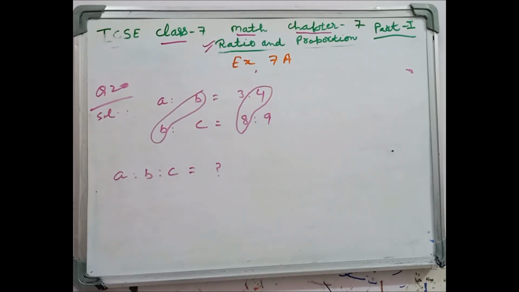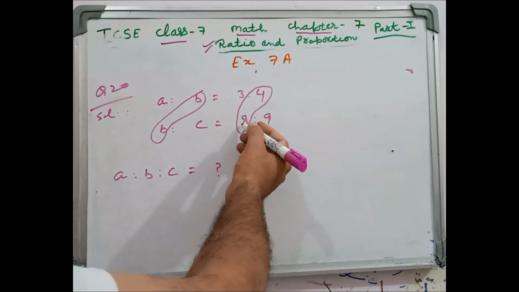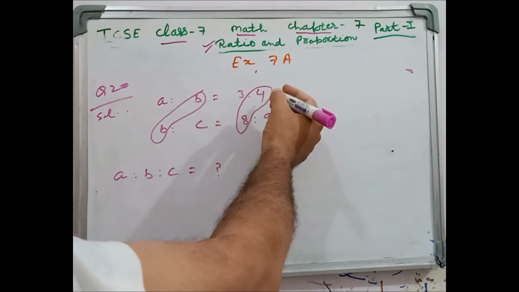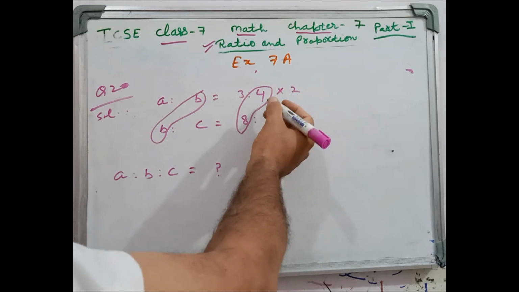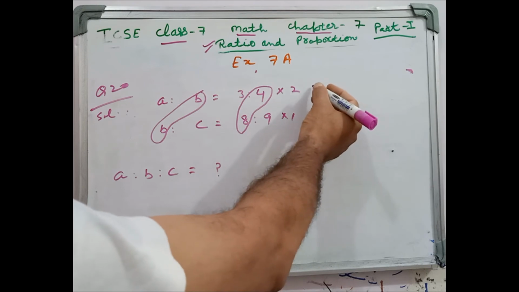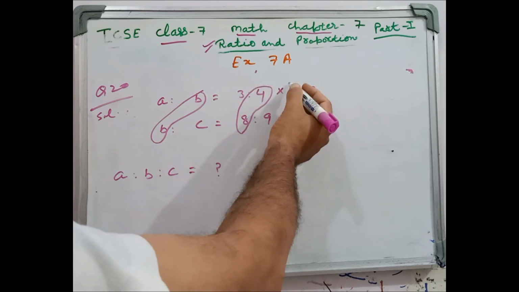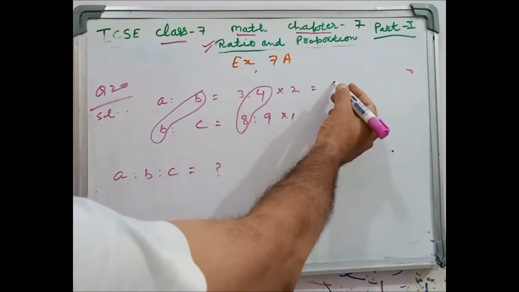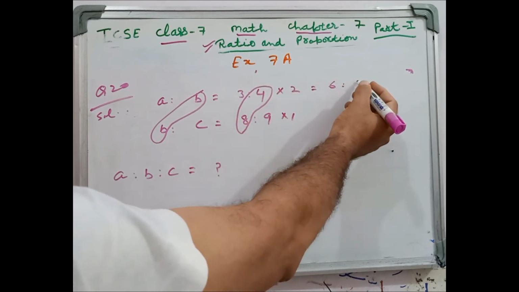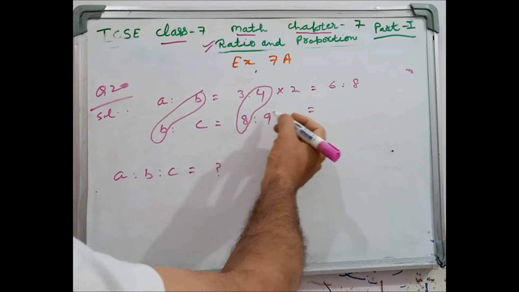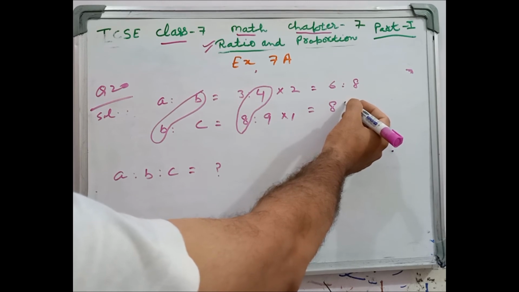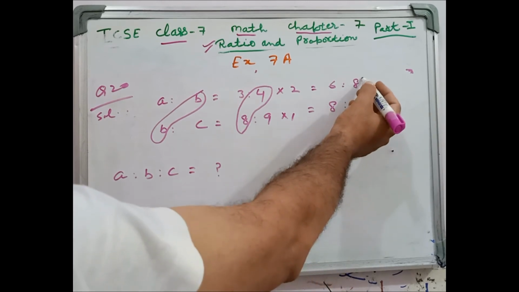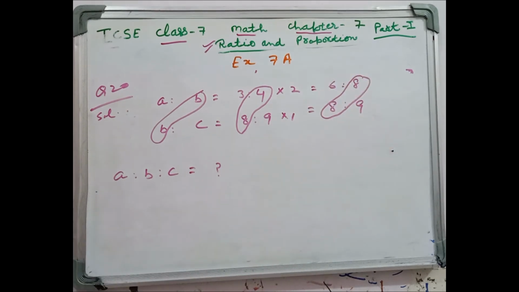So we will make it equal by doing what? This is 8, this is bigger, so this is smaller. If we multiply this whole ratio by 2 and this by 1, we will get 8 here and 8 here. So our new ratio will become, multiplied with both terms, 3 twos are 6, 4 twos are 8. In the same way, 8 ones are 8, 9 ones are 9. So this has become our common term.